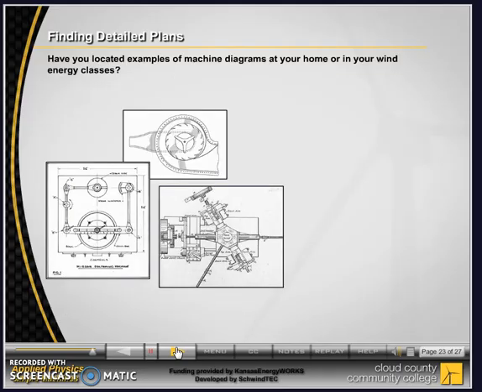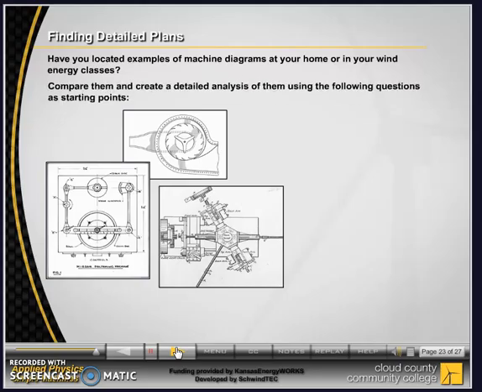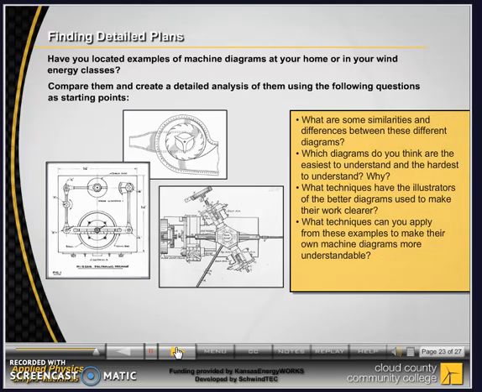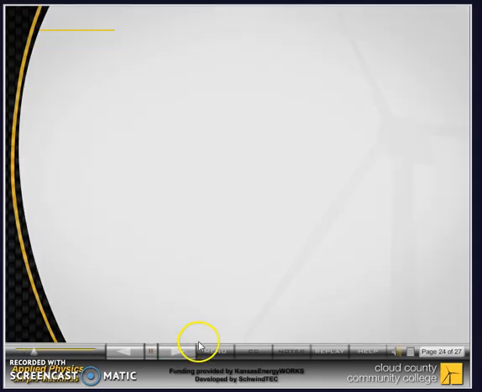If you search the internet and find several diagrams from different sources, compare them and create a detailed analysis of them using the following questions as starting points. Which elements of machines do you see in each gadget? Click on only the ones you see.